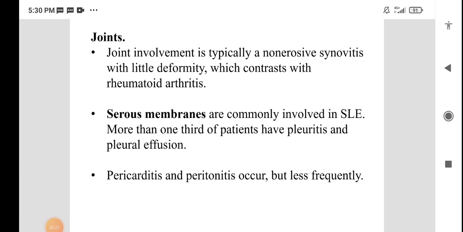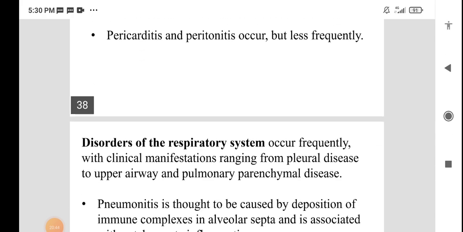Joints. Joint involvement is typically a non-erosive synovitis with little deformity, which contrasts with rheumatoid arthritis. Serous membranes are commonly involved in SLE. More than one third of patients have pleuritis and pleural effusion. Pericarditis and peritonitis occur but less frequently.